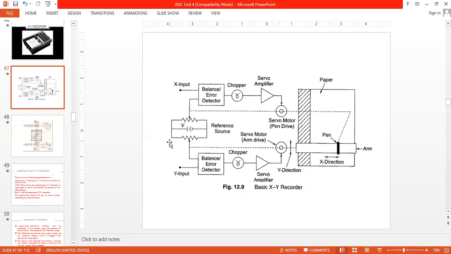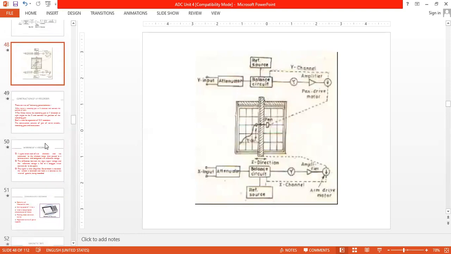It uses the input signal with a balanced servo motor. Depending on the X input and Y input, the stepper motor and the servo motor move to different positions. The arm is connected with one servo motor and the pen is connected with another servo motor. These variations define the output that is drawn on the paper through the pen. So this is the model.